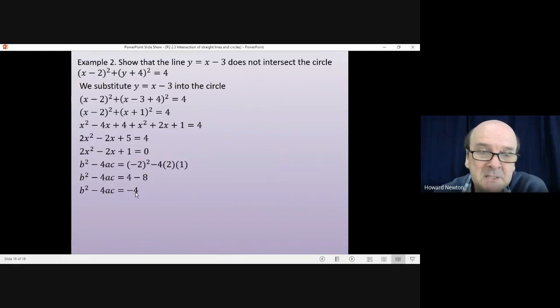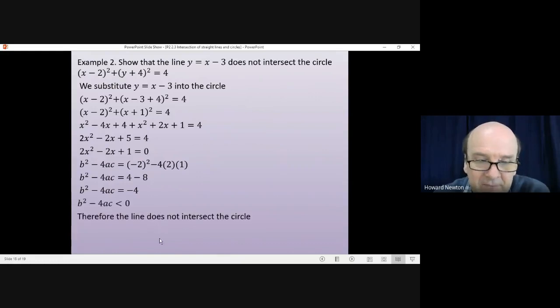Now, the consequence is if I was using the quadratic formula, I'd be having to square root that minus 4. You can't square root a minus number, and that's why you don't get any solutions. But from our point of view, all we have to do is say that the discriminant is negative, and therefore the line does not intersect the circle.